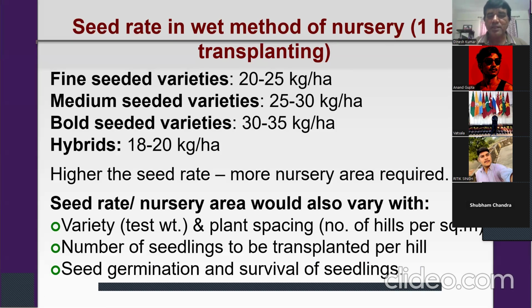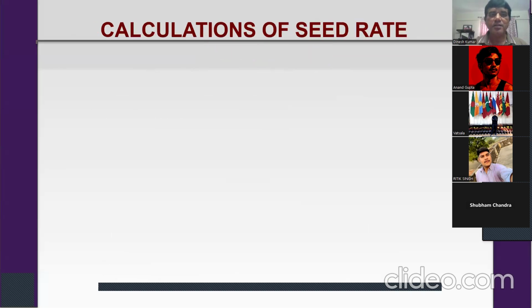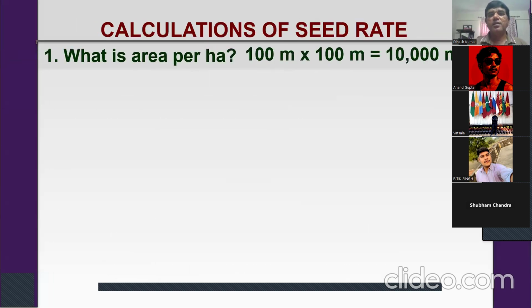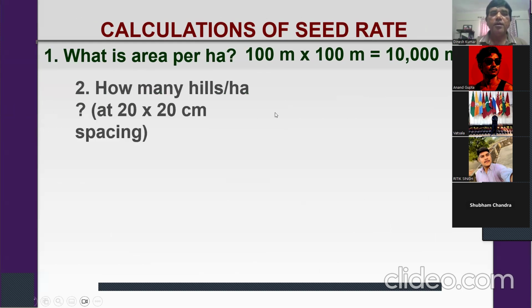So these are the factors that will decide ultimately the seed rate. Now, how to calculate? We know that the area to be transplanted is, suppose, 1 hectare, 100 meter into 100 meter, 10,000 meter square area is to be transplanted. Then how many hills per hectare do we require at a spacing of 20 centimeter by 20 centimeter? So here the important point is that we need to find out the number of hills.